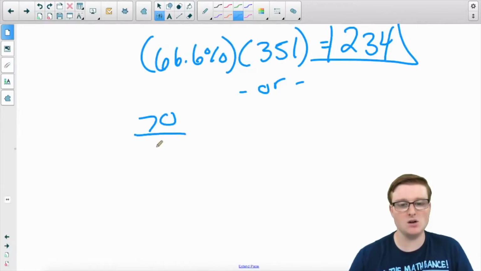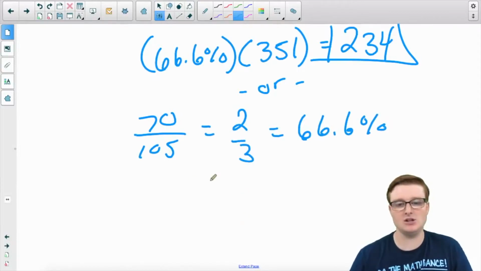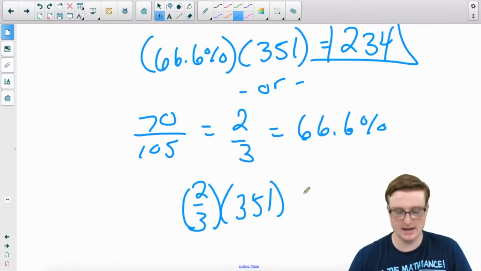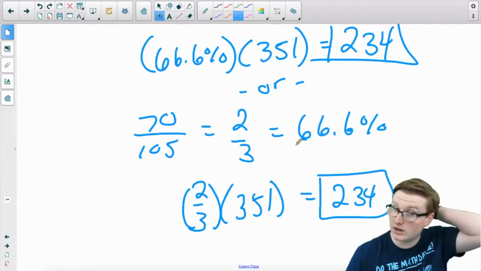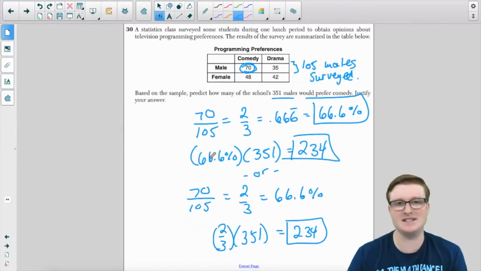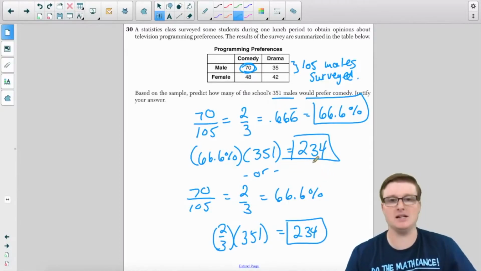You could take 70 over 105, and that's, again, 2/3, which is 66.6%. Then you could just take the 2/3 times the 351 people, and you just get 234. So 2/3 of 351 is 234, which is just the same thing as multiplying by 66.6%. It's just another way of expressing this answer. That's basically it. So 234 students who are male would prefer comedy in the school.